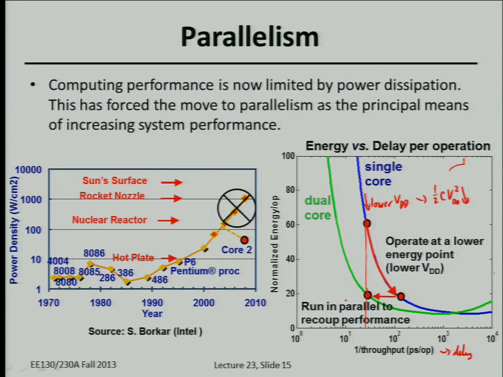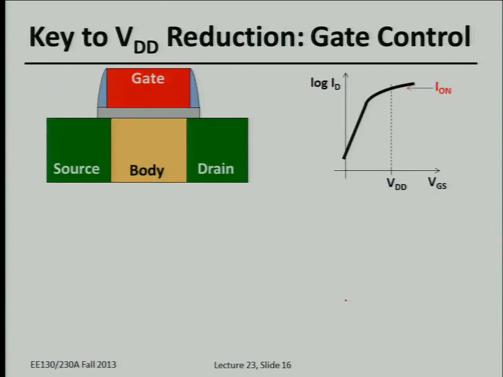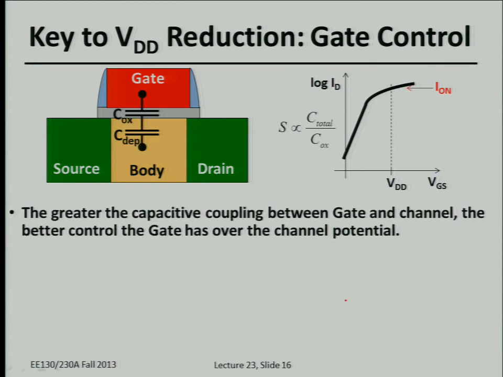Okay, so that's fundamentally the reason why in the industry you don't see the gigahertz clock speeds going up anymore. As you scale the technology, you see the number of cores increasing. It's basically this power density challenge. So next time we're going to talk about advanced transistor structures. But the key to lowering the supply voltage is to actually improve gate control.